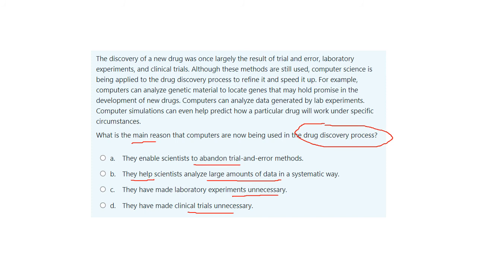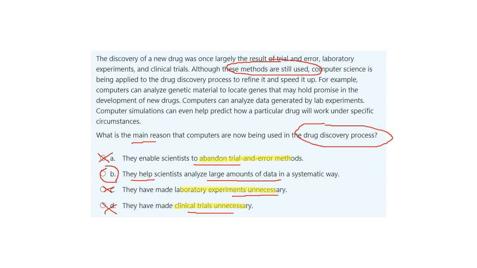Now let's look at the passage. The discovery of a new drug was once largely the result of trial and error, laboratory experiments and clinical trials. So trial and error, laboratory experiments and clinical trials all happened in the past. Although these methods are still used, all of these methods are still used. So answer A, where it says abandon the trial and error method, they are still used. Laboratory experiments are necessary? No, they're still used. Clinical trials, they're still used. So we can take away answer A, C, and D. We only have answer B left.